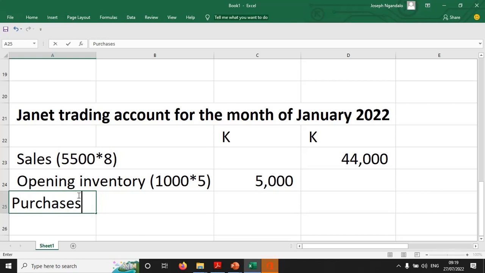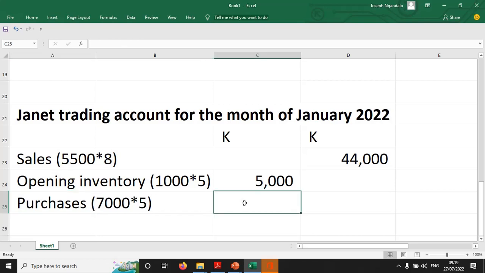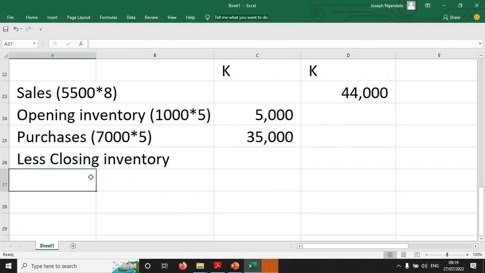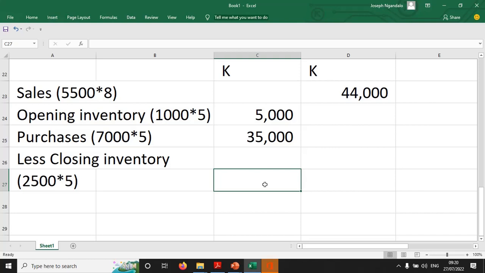Purchases, next. Is that correct? How many units did you buy? 7,000 at what price? 5. So what is 7 by 5? Is that correct? Less closing what? Closing inventory. This we said 2.5, right? By 5, how much do you have? 12,000.